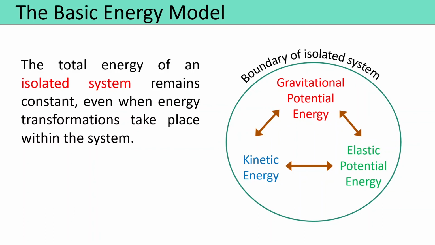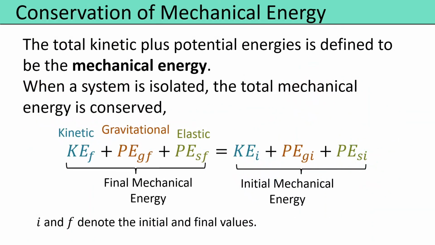Now, why do we specify that it's mechanical energy? Mechanical energy means the sum of the kinetic and potential energies. So we can write mathematically the principle of conservation of mechanical energy as the sum of the initial mechanical energy must be exactly the same as the sum of the final mechanical energy in the system. So there is no variation in the mechanical energy of the system as long as the system is isolated. In this formula, we have denoted the initial and final energies with an index I or F.